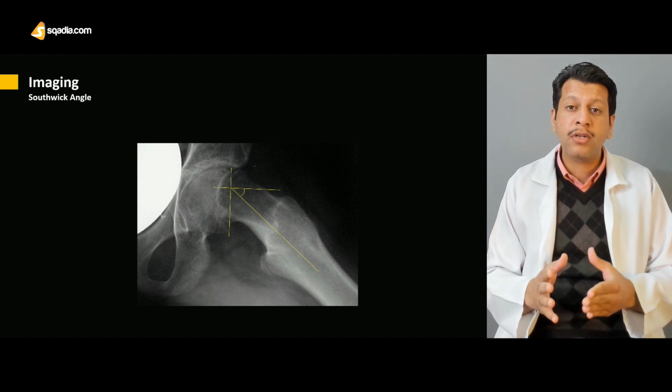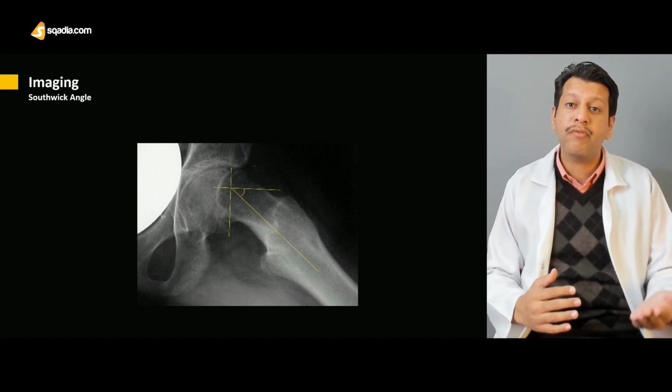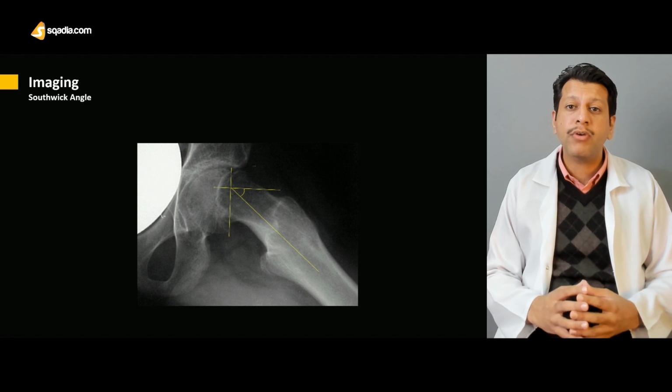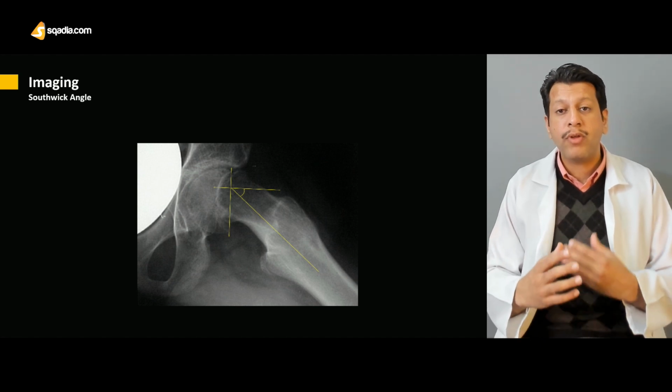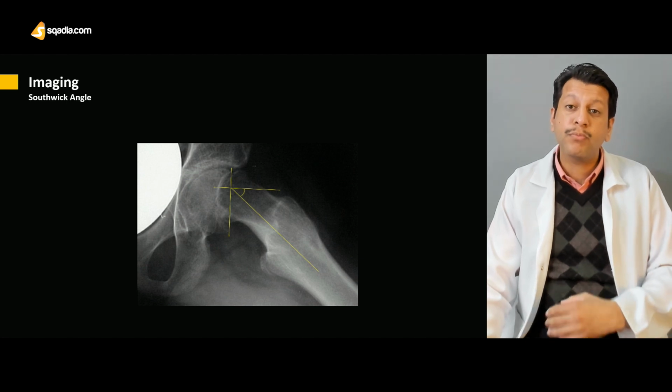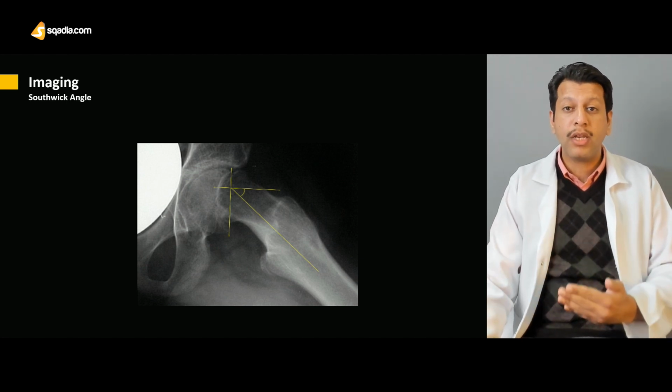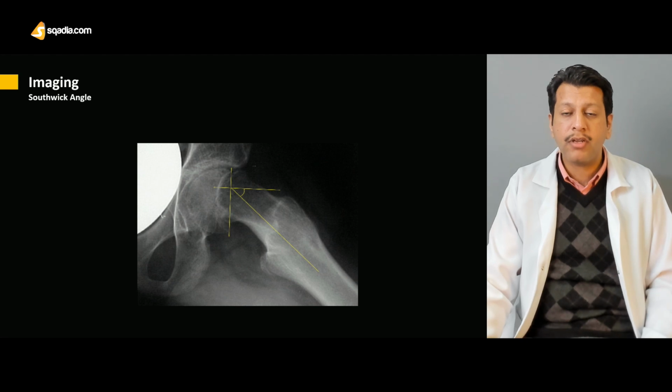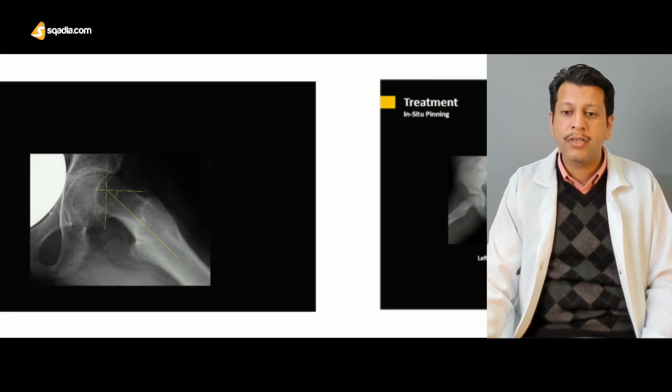And what is the importance of calculating the angle on the uninvolved limb as well, and how to assess when you are calculating the angles on both sides, and what if both sides are involved, then how you have to calculate it. If only one side is involved, then how you have to calculate it as well.